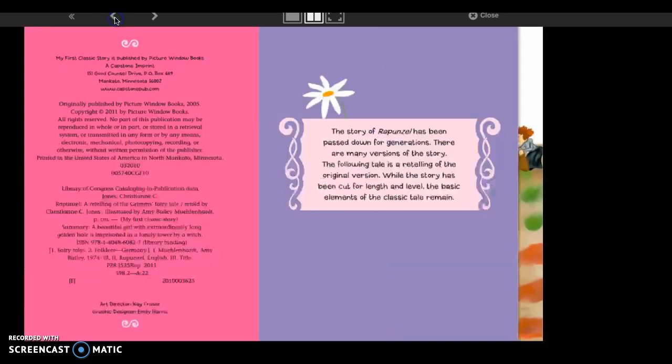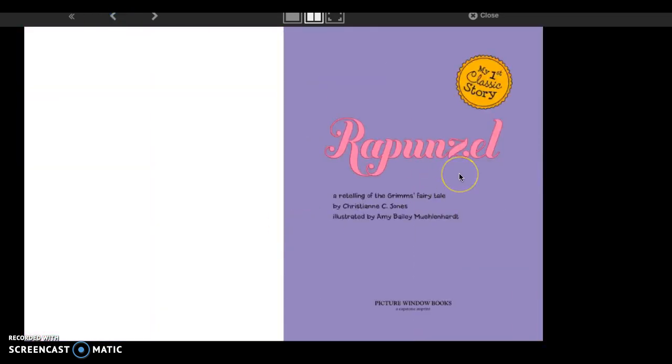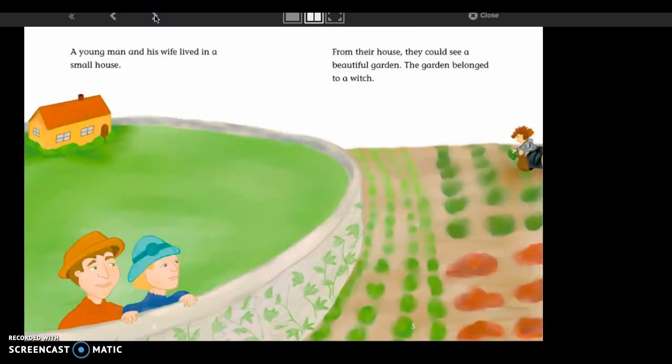Let's look at another story. This narrative is Rapunzel. This introduction says, a young man and his wife lived in a small house. This narrative tells me who and where in the story. The characters are the young man and his wife, and the setting is a small house.